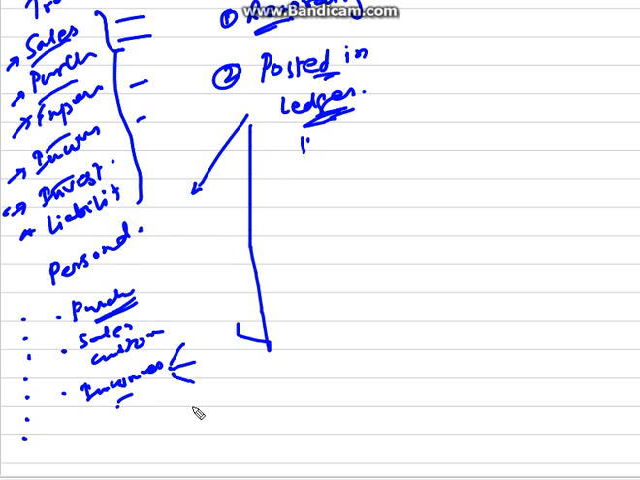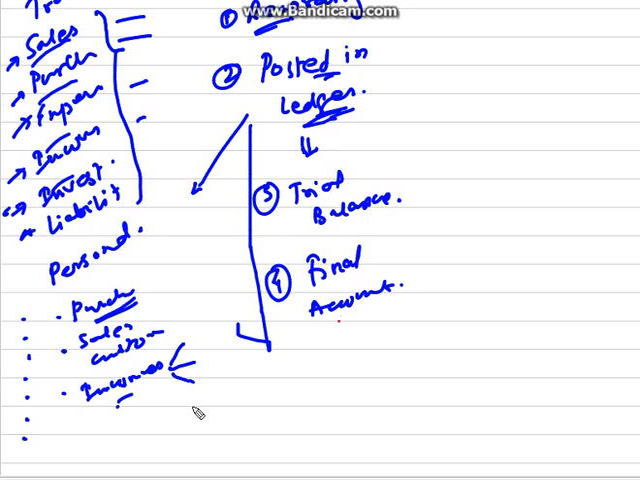Now after the ledgers, what do you have to do? You have to prepare your trial balance. This is the third stage, preparation of trial balance, and the final stage is preparation of final accounts. So these are the four stages followed in any accounting technique. First, transactions are recorded, classified and posted in the ledgers, afterwards summarized in the form of a trial balance, and afterwards the final accounts come into existence. Now after doing all these things, we have to generate an output.